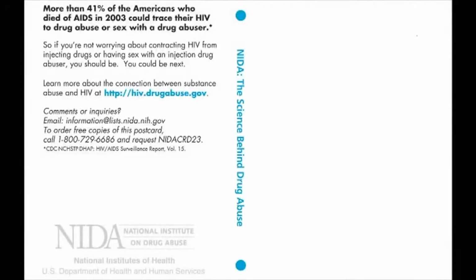And so here we have a number of stats. 41% of Americans who died of AIDS in 2003 could trace their HIV to drug abuse or sex with a drug abuser. And then a follow-up goes into detail about what you should do as the person reading this. If you're not worrying about contracting HIV from injecting drugs or having sex with an injection drug abuser, you should be. You could be next.